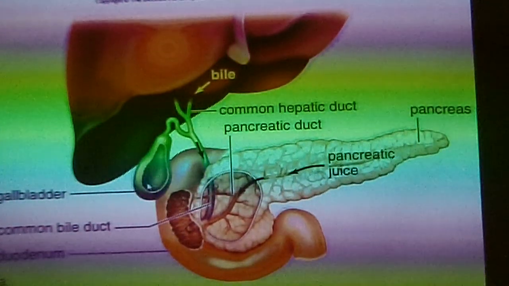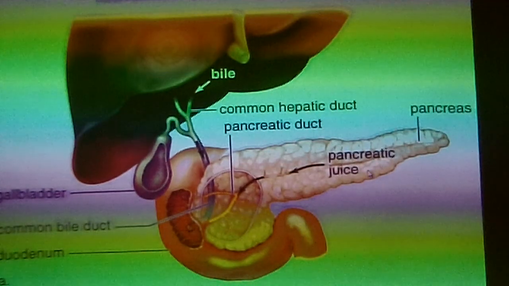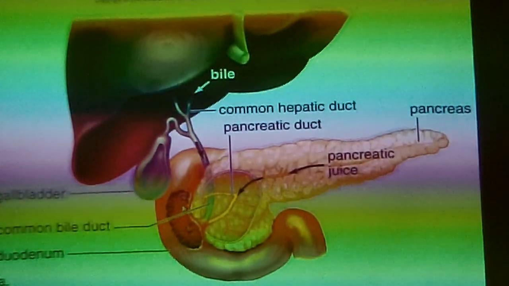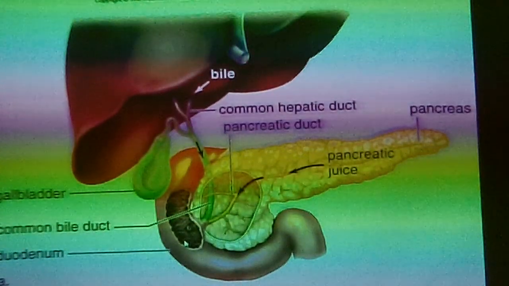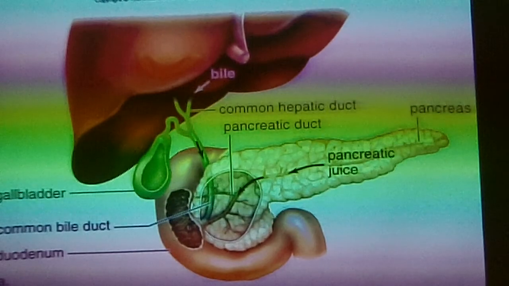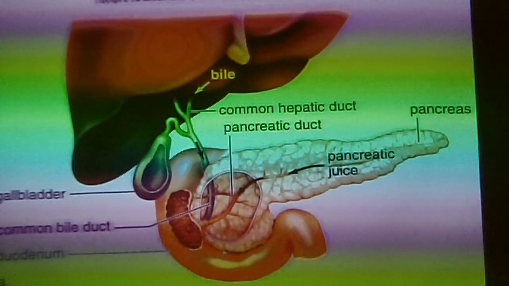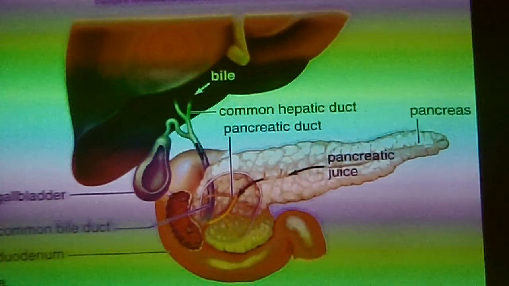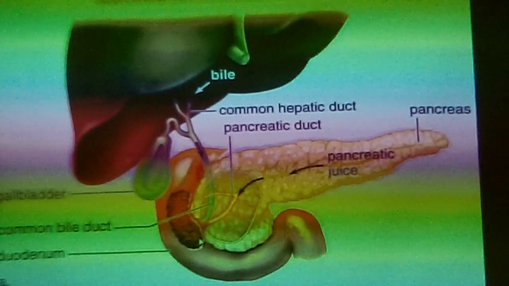There's the gallbladder there. That squirts bile. And the bile and the pancreatic juices go into the small intestine, and that helps break down the fats and the nucleic acids and the proteins that have not been digested yet, and the carbohydrates. All 4 types of organic molecules are broken down in the small intestine.